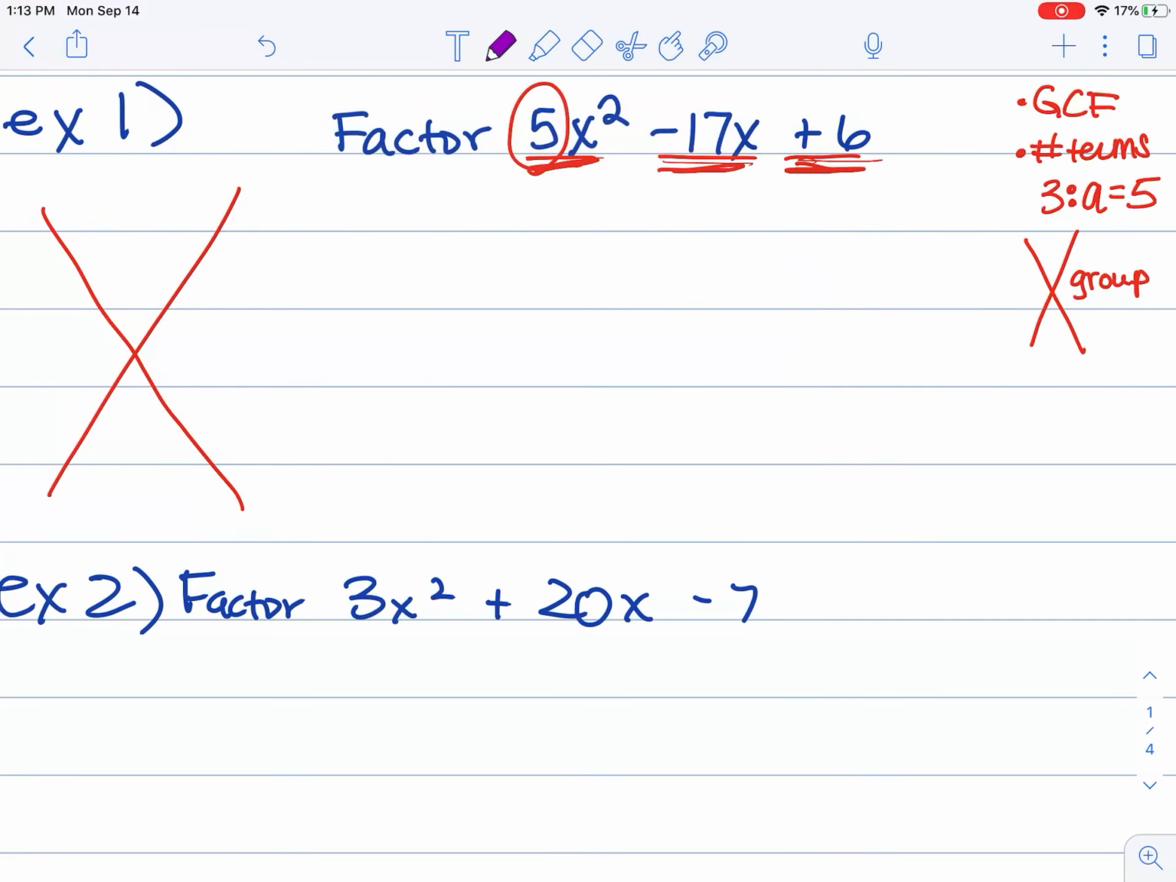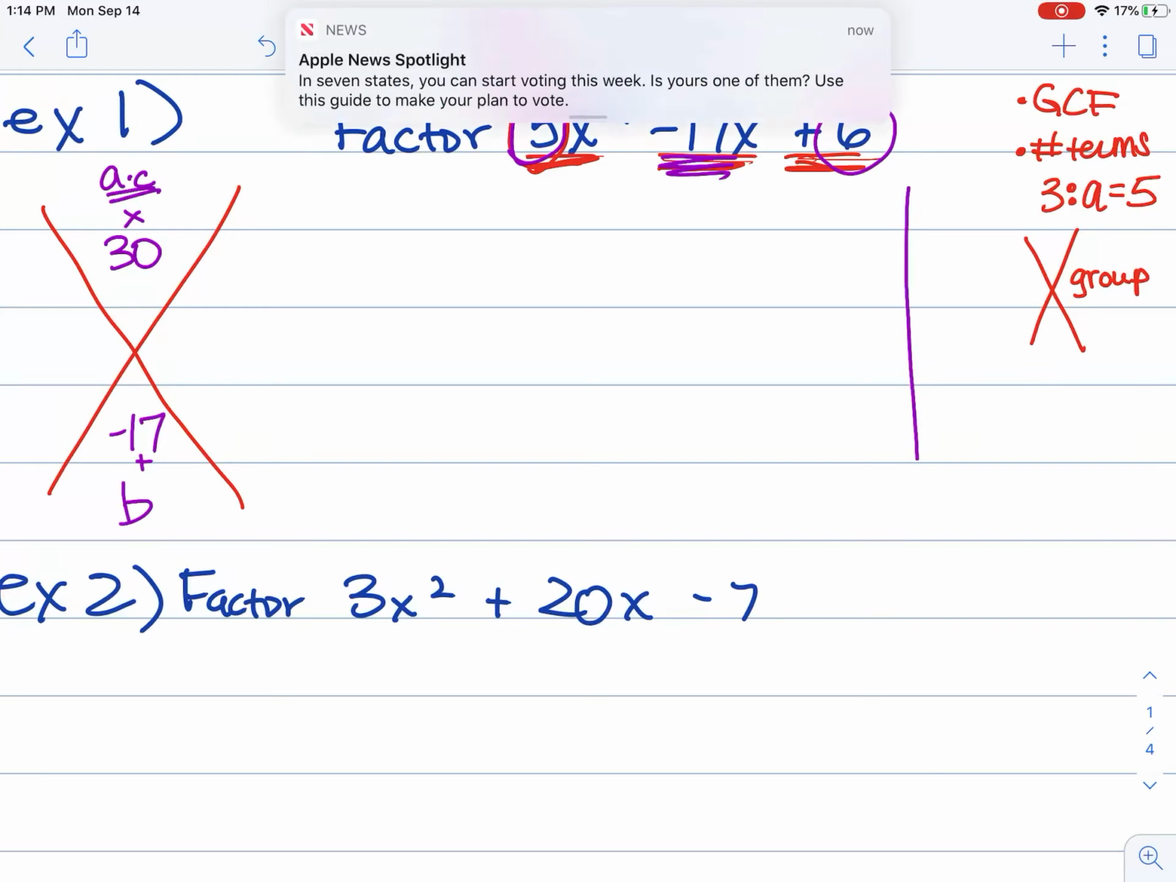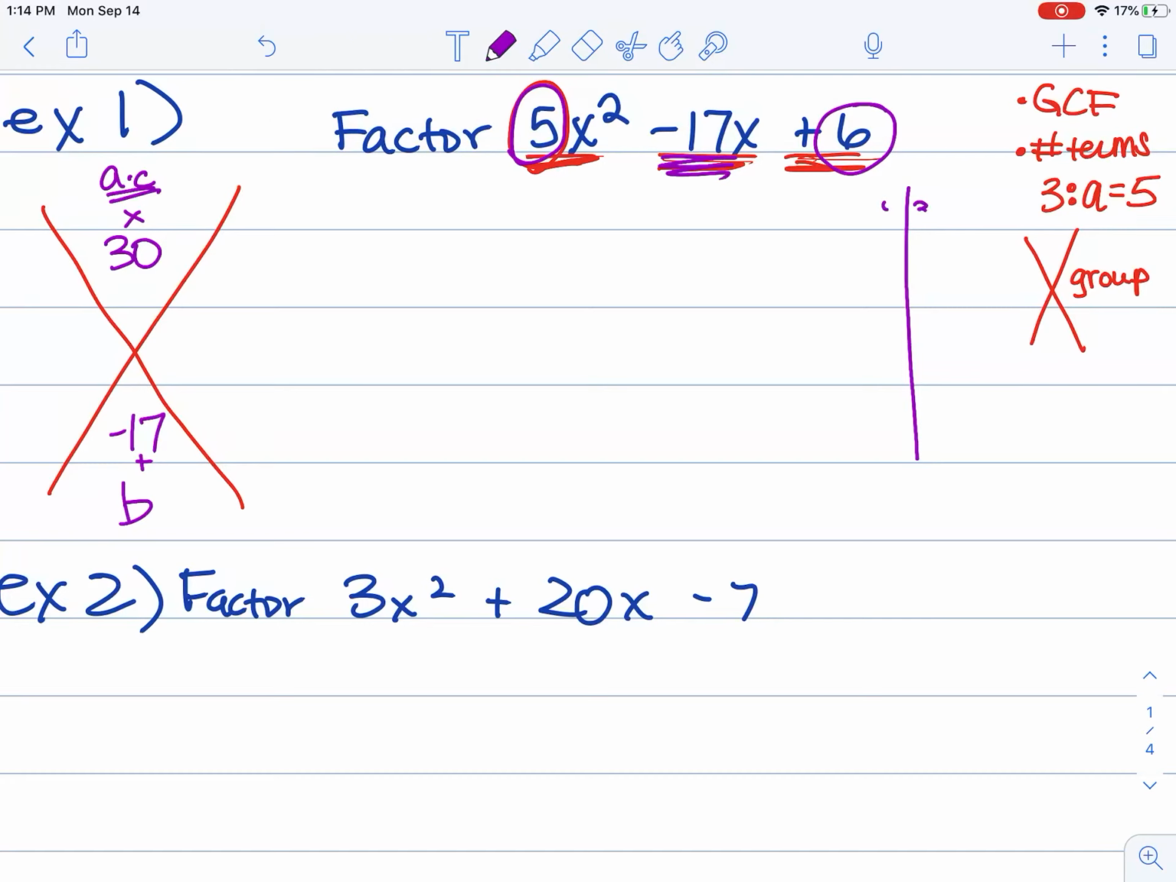So I'm going to come over here. I'm going to write my big X. And we remember that this is our A times C value. So here's A and here's C. So 5 times 6 is 30. And then we put our B value down here, which is negative 17. So what will multiply to 30 that will add to a negative 17? So let's write our list of factors. So we know that there's 1 and 30, 2 and 15, 3 and 10, 5 and 6. But we know if I'm trying to get to a negative 17, I know 2 and 15 can make a 17.